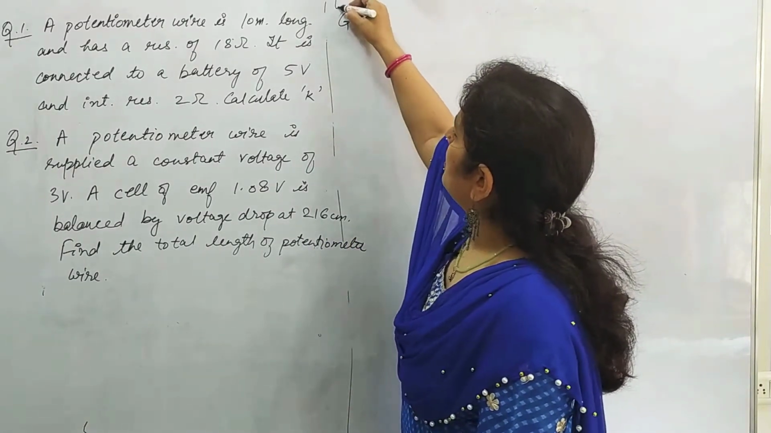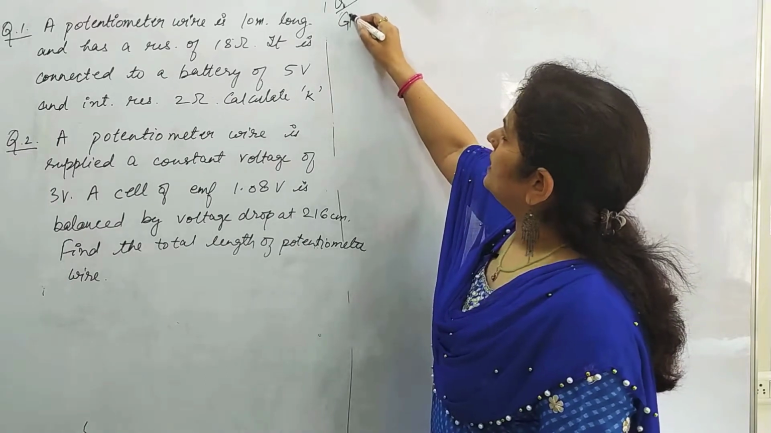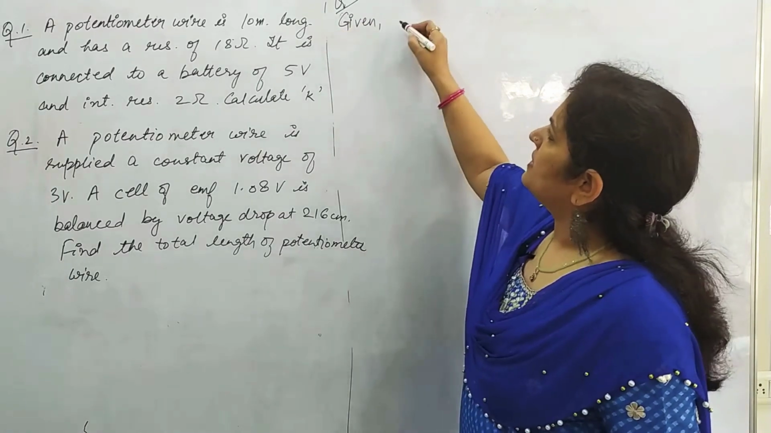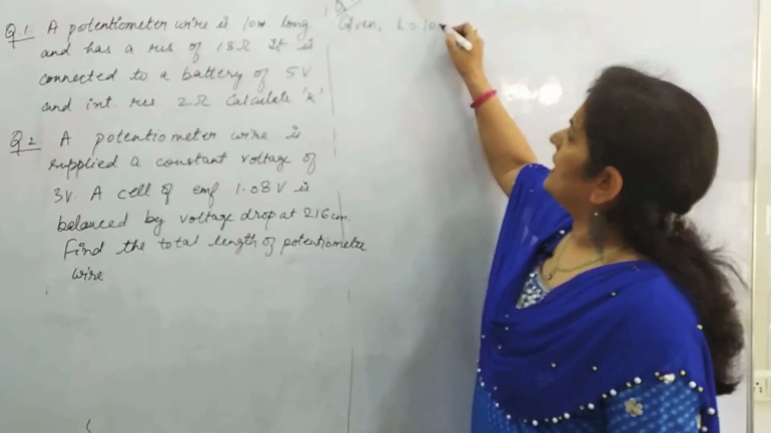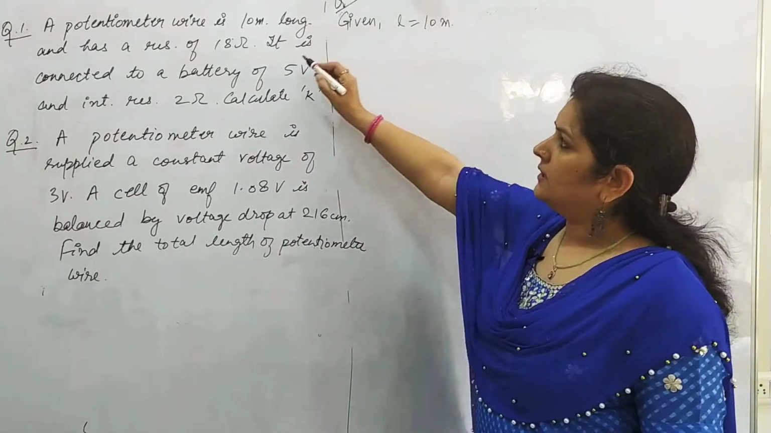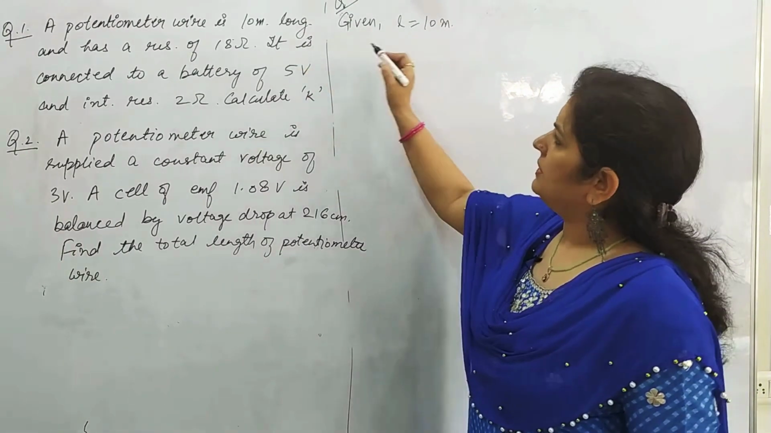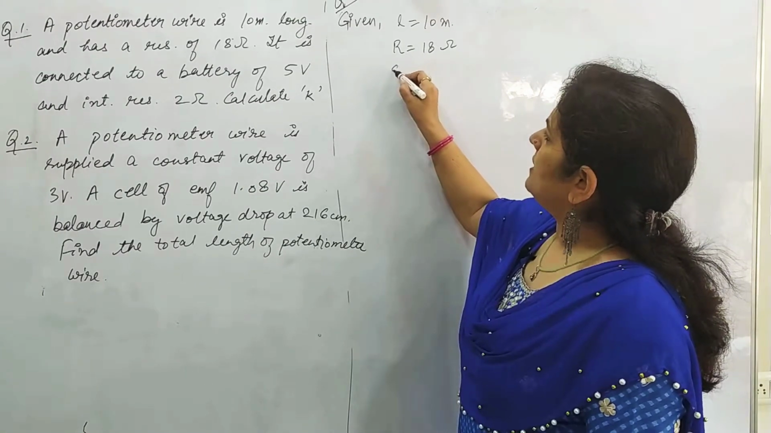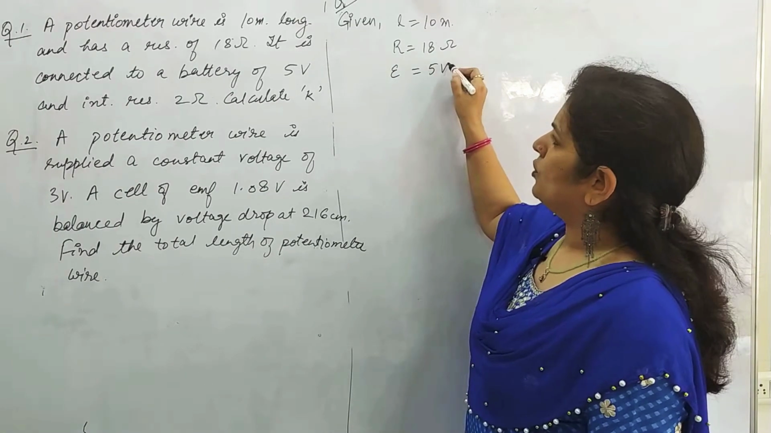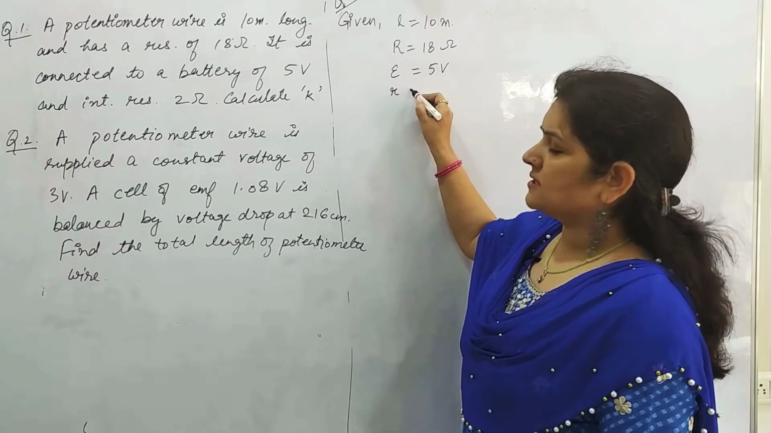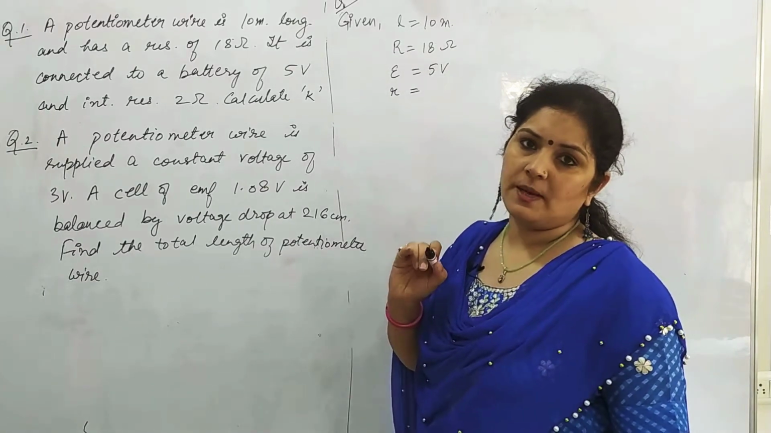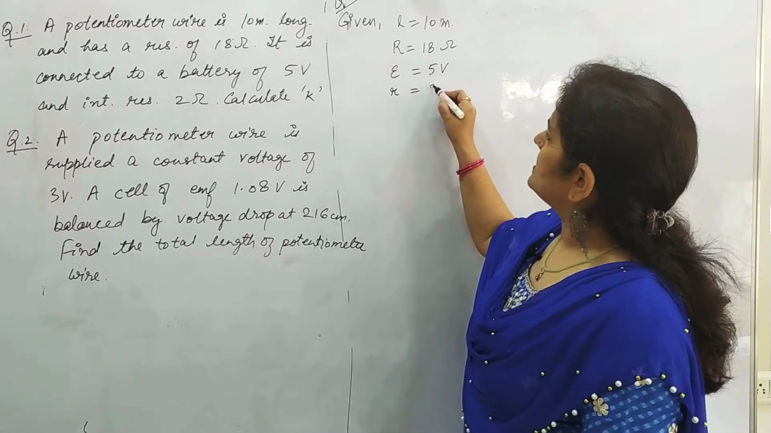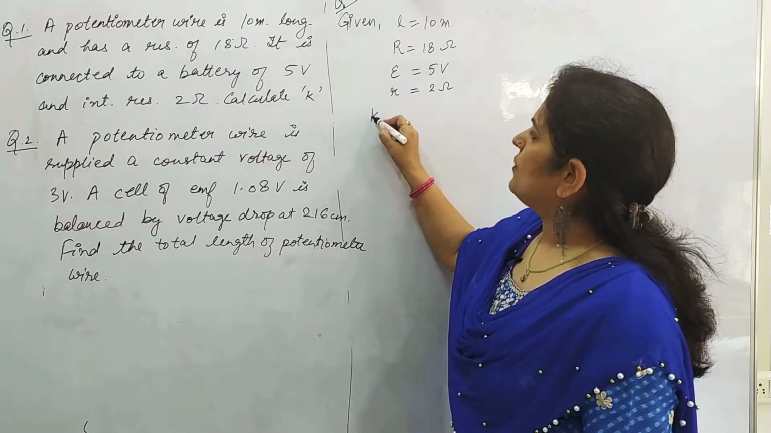So first of all, we will write down what is given. The length of the wire is 10 meter. Resistance is 18 ohms. EMF of the cell is 5 volts. And internal resistance, we always denote internal resistance by writing small r. Small r is given as 2 ohms. We have to find the K.